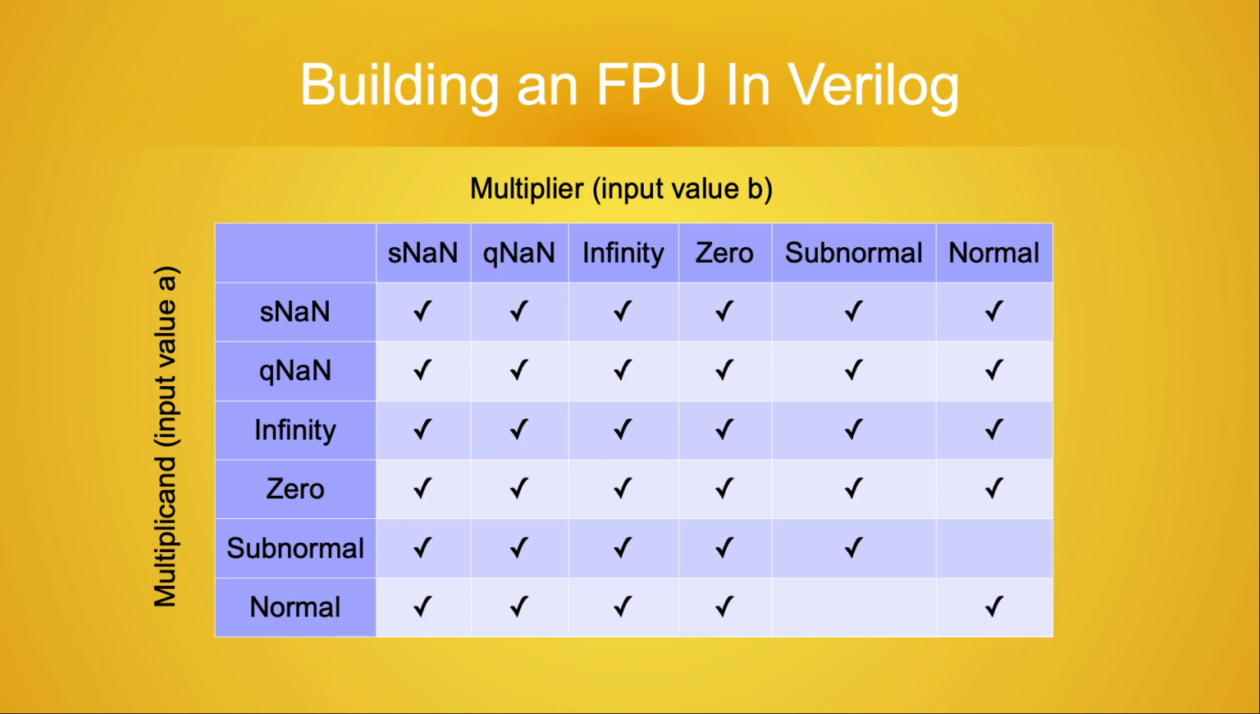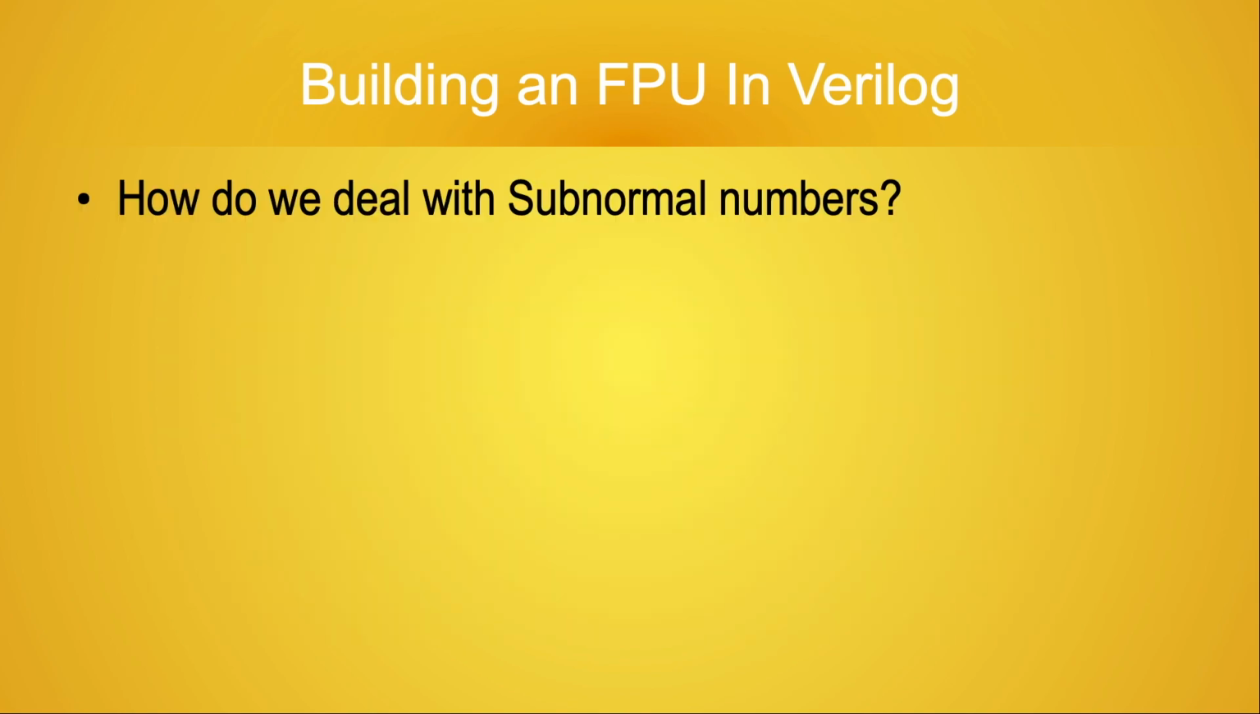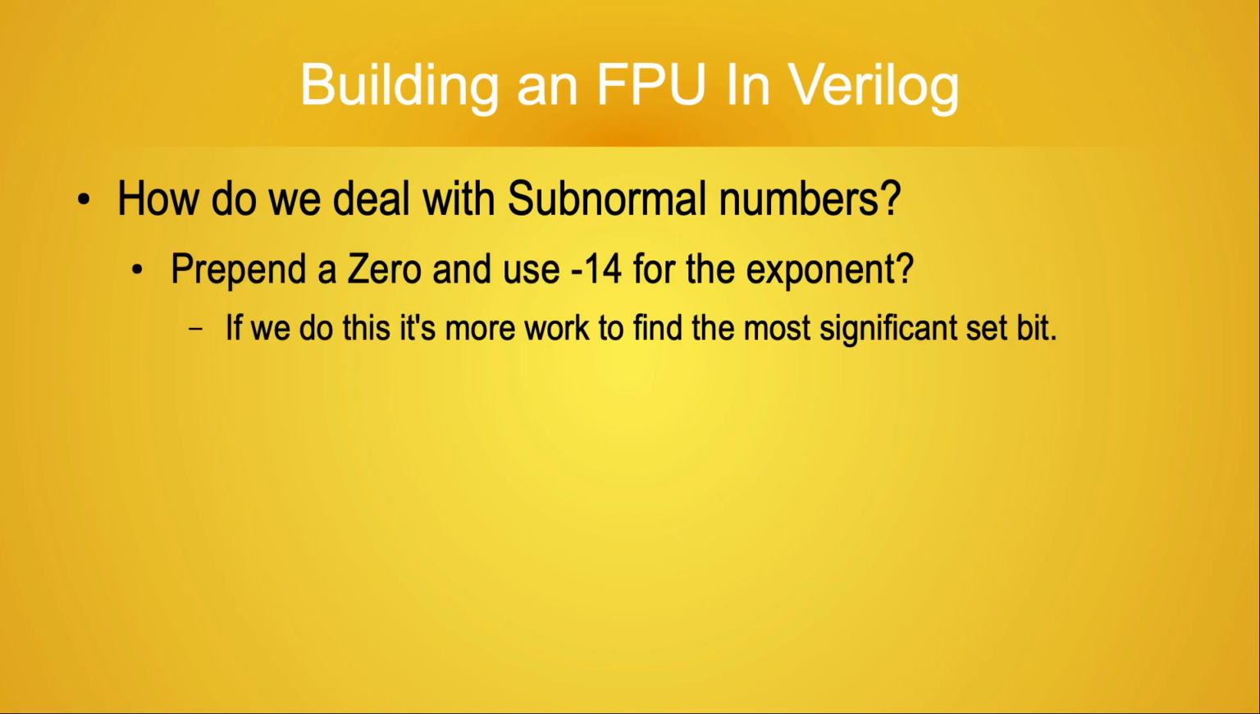As you can see by the updated checklist, we only have 2 cases left: multiplying a subnormal number times a normal number, and multiplying a normal number by a subnormal number. Figuring out how to deal with subnormal numbers took me some time. My first thought was that when the code extracted the significand field, I should just prepend a 0 bit to form the 11-bit significand, and set the extracted exponent value to -14.